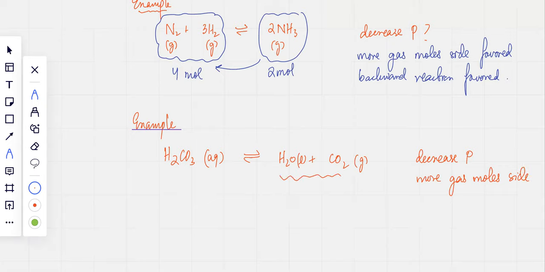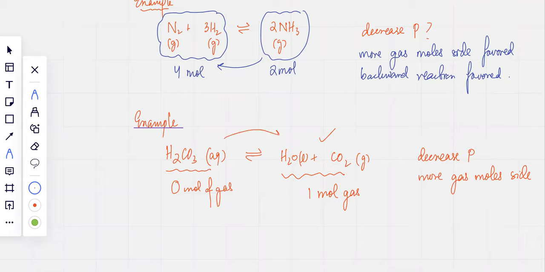Okay, because in the forward side, you've got exactly one mole of gas. And in your reverse reaction, you don't have any gas. That's just aqueous, so there's zero moles of gas. So because the more gas mole side is going to be favored, it's going to favor the forward reaction, which is why you start seeing bubbles forming, because all the carbon dioxide starts to escape. When you open the bottle cap, there's a lot more space now. So the more gas mole side is favored, which in this case would be the forward reaction. Is this clear? Yes.